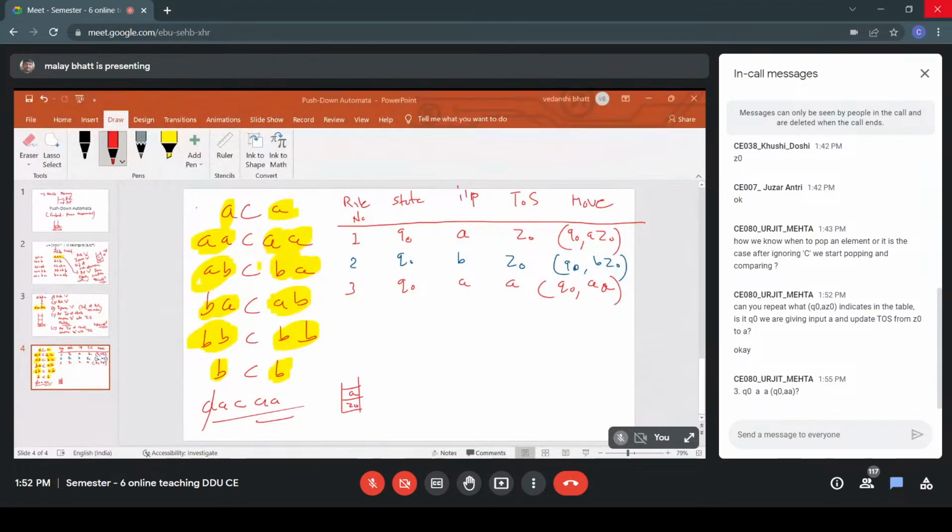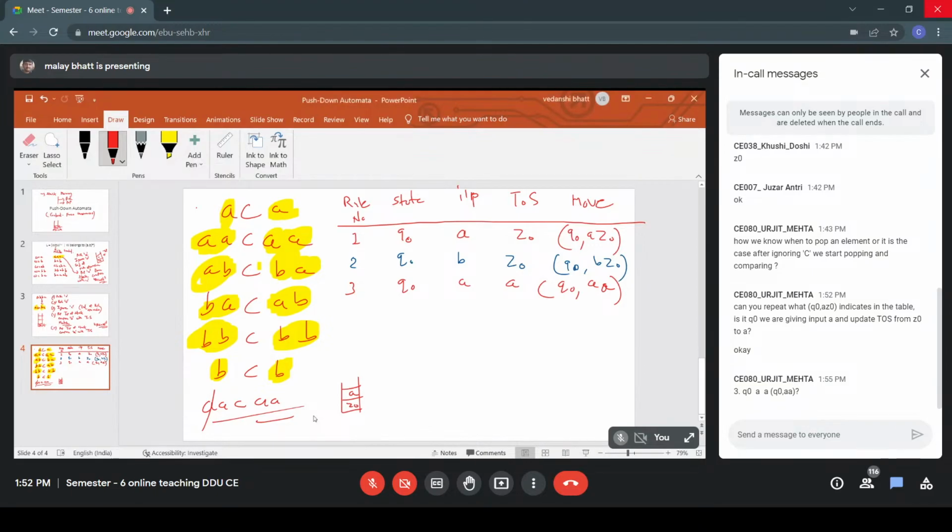So when the second A comes, still we have to preserve that second A. That's why we'll push that A on the previous top of the stack. We don't know any symbol below the top of the stack. Clear? So the previous symbol on the top of the stack is A. The new symbol on the top of the stack is also A. So it is Q0AA.